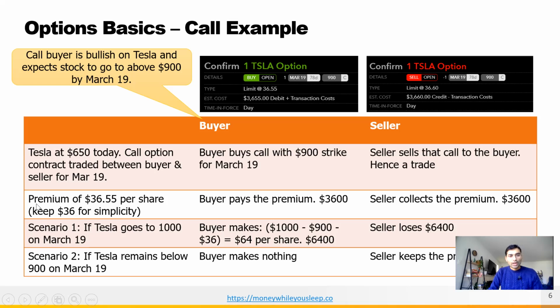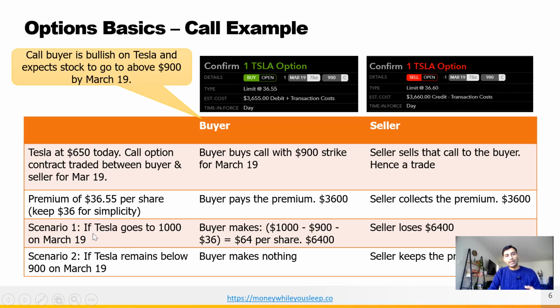Okay. So now a premium of $36.55 per share has been decided, or has been shown here. So let's keep $36 for the sake of simplicity. So the buyer is paying that premium of $3,600, and the seller is collecting that premium. Make sense? He's paying the insurance. He is collecting that insurance premium.